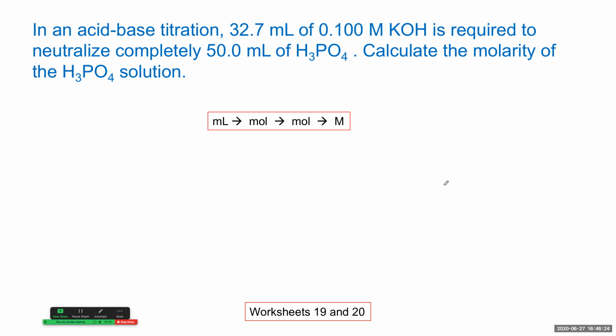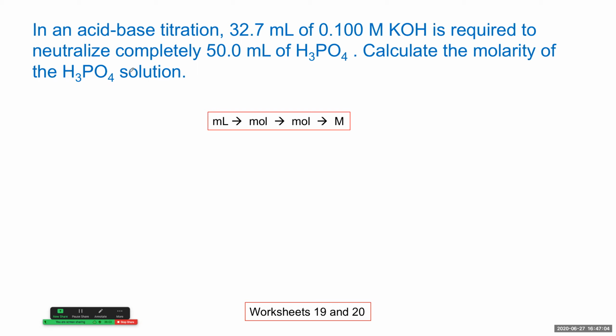So in this particular problem, the starting point is with a certain quantity. I call this a mL to mole to mole to molarity problem. This is the concept map that I use, a unit map of the problem. But you have to read the problem first to figure out this unit map. So it says, in an acid-base titration, 32.7 mL of 0.1 molar KOH is required to completely neutralize 50 mL of H3PO4.